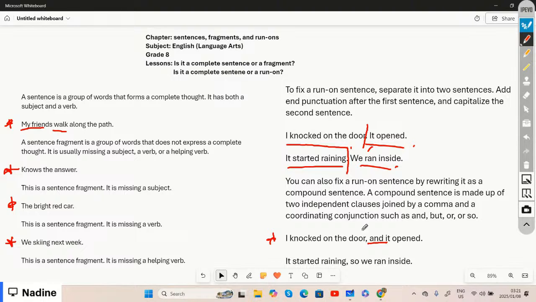All right. Another way in which we can write a compound sentence is the last one, which says, it started raining, so we ran inside. So, our coordinating conjunction is so. And that is basically how you write it as a compound sentence.